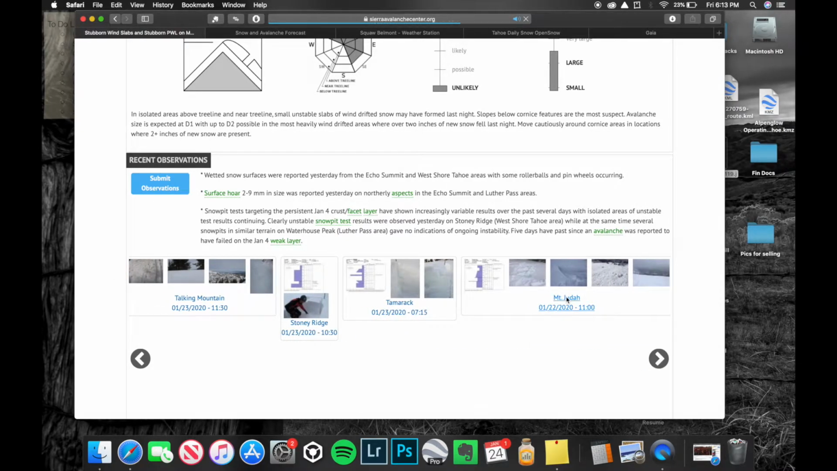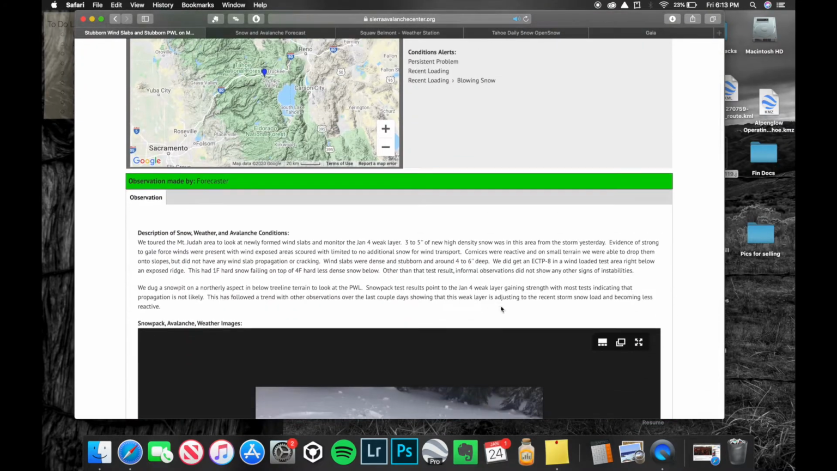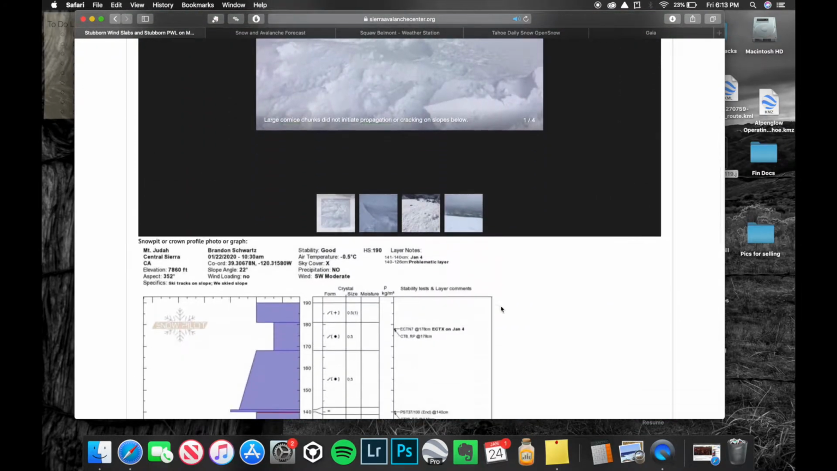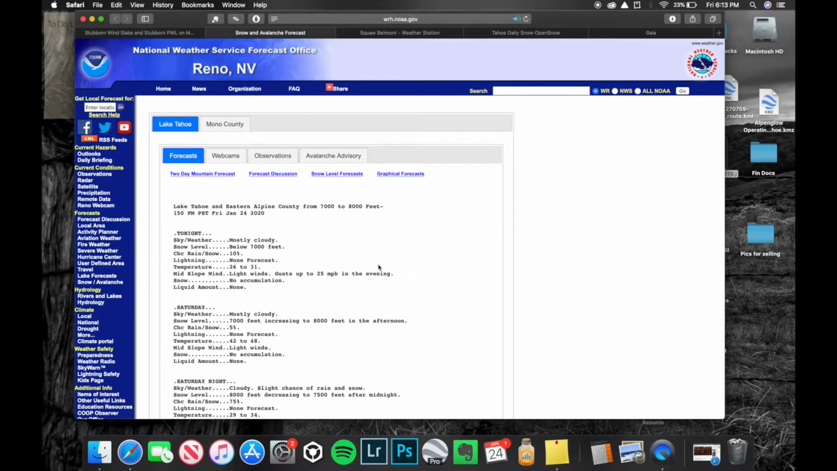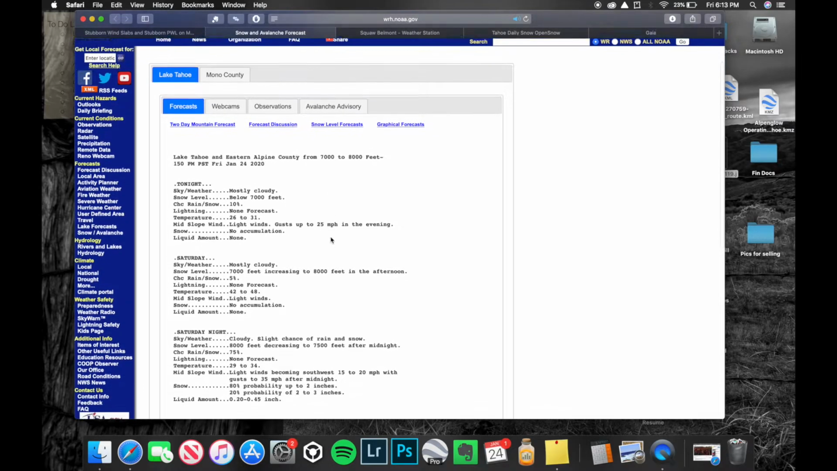I might go up to Castle Peak, so I'll look at Mount Judah, which is close to there. Look at the avalanche observation. Look at the snow pit data. And then from there, I'll go to my Reno forecast discussion.